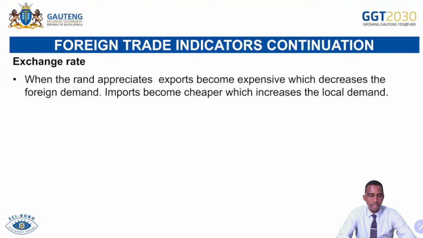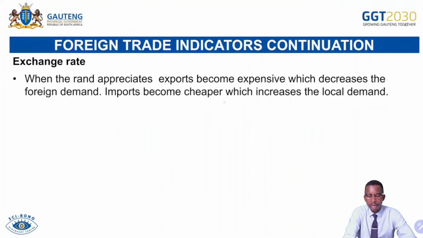We continue with the exchange rate. When the rand appreciates, exports become expensive, which decreases the foreign demand. Imports become cheaper, which increases the local demand. So as our rand appreciates, what will happen? The exports will become relatively expensive, which can lead to foreign consumers not demanding the locally produced goods because they will be expensive for them, depending on whether those goods are relatively elastic or not. But if our goods are not elastic, that will mean the demand for our local goods abroad will remain high, and there will be more money received from abroad as payment for those goods and services.